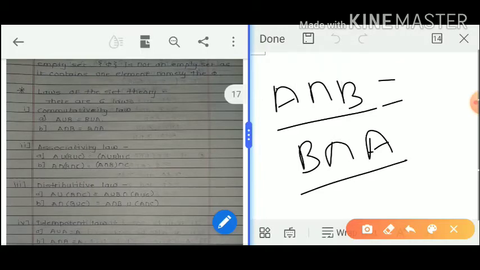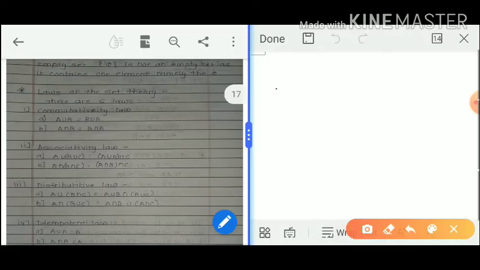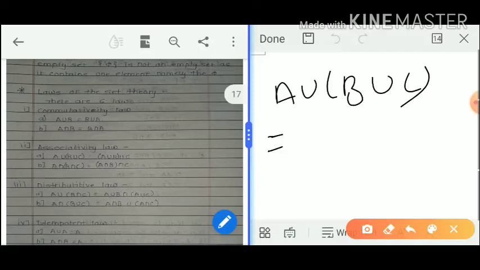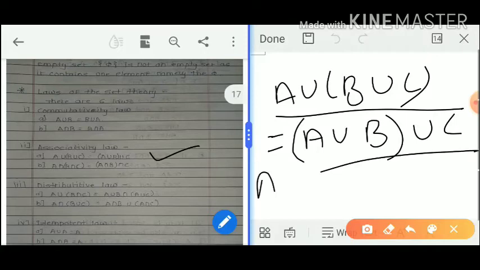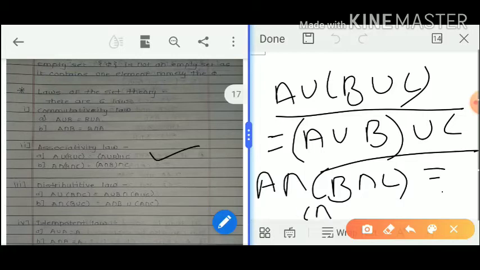Next, second law is associative law. First example is A union B union C. If this is given, by using associative law, we can write A union in bracket B union C. If the given is A union in bracket B union C, we can write by using associative law in bracket A union B union C. If this type is given, A intersection B intersection C, we can write A intersection B in brackets intersection C by using associative law.